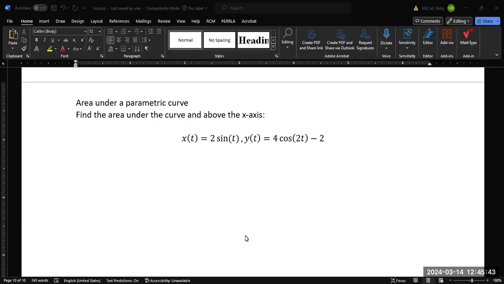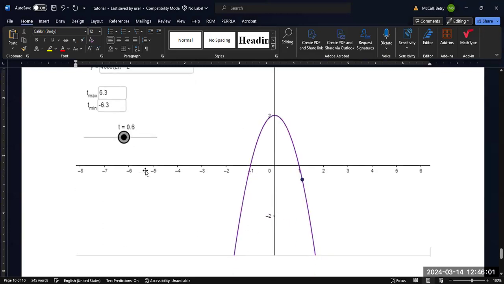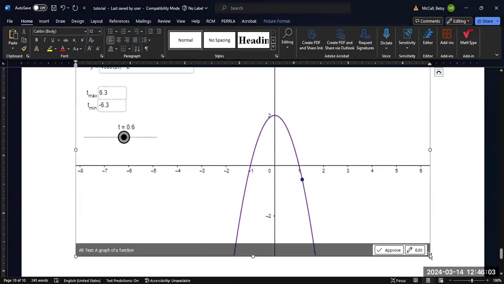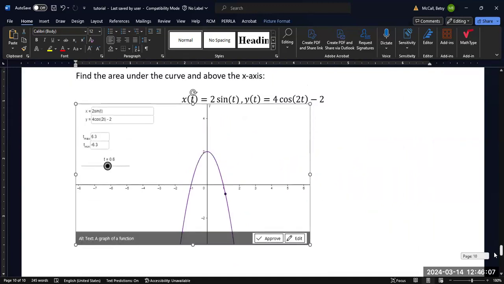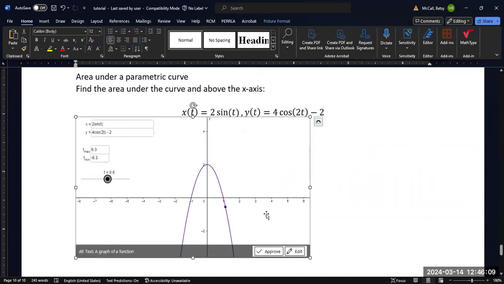All right, so in this video, we're going to be looking at calculating the area under a parametric curve. In this case, we have this parametric curve defined with both x and y in terms of t, and we'd like to find the area under the curve and above the x-axis. So the first thing that we should do is plot the graph. And this looks very much like a parabola.